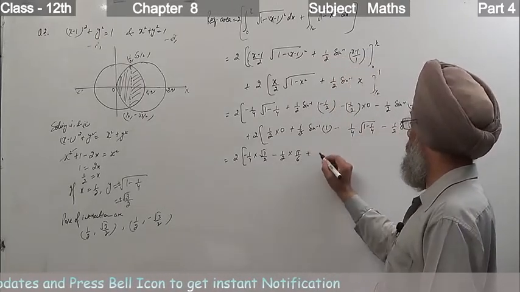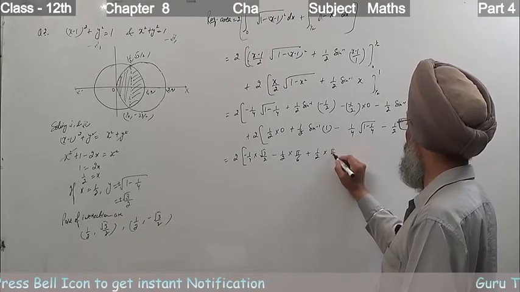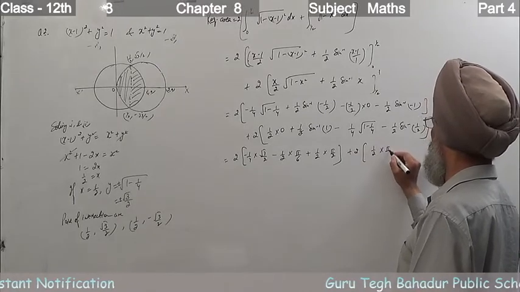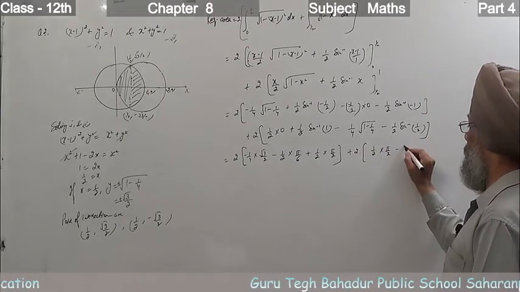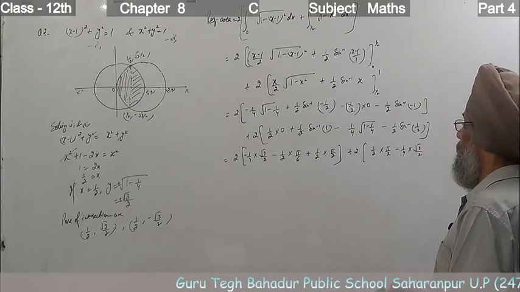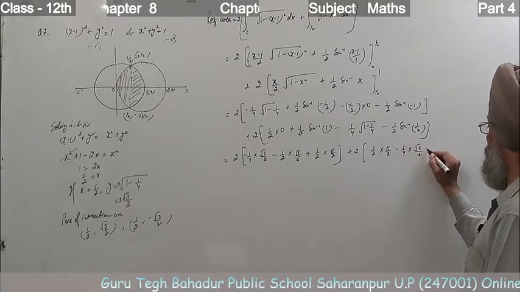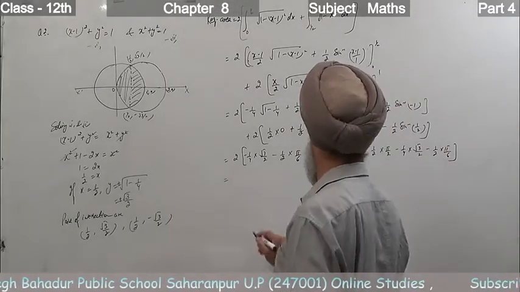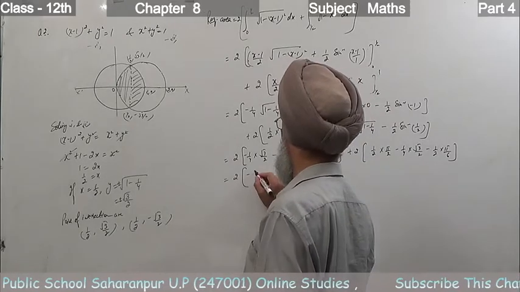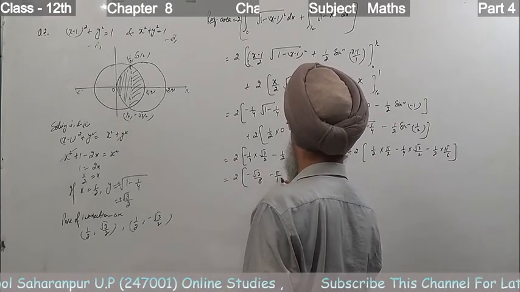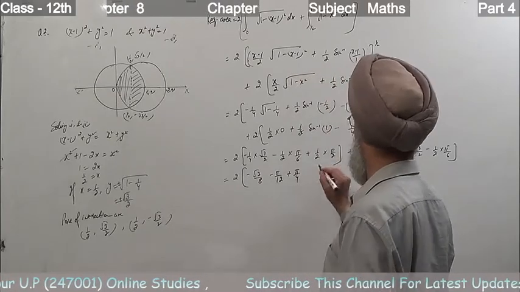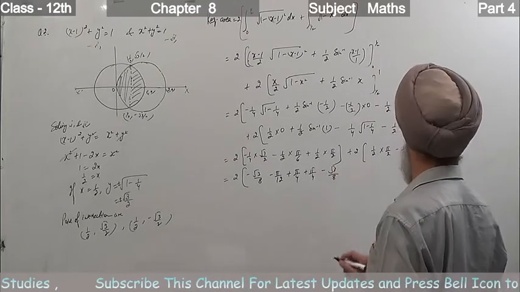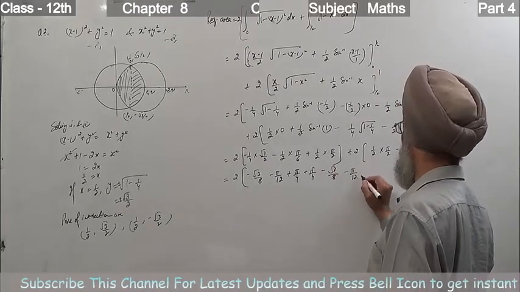One is pi by 2, it's plus half pi by 2. It is 0. Half into pi by 2, 1/4, to 3/2 minus half sine inverse half, it's pi by 6. If you take 2 common, minus root 3/8 minus pi by 12, pi by 4 minus root 3/8 minus pi by 12.